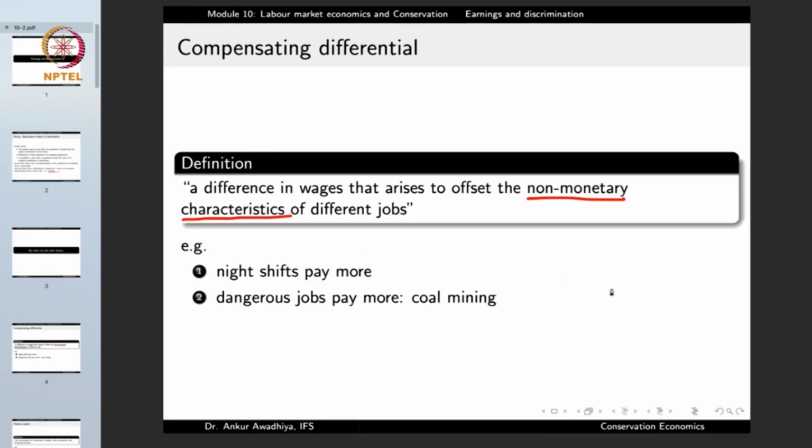a way of saying that there are certain jobs that do not have a very big difference in the amount of remuneration that they will provide, but they have certain characteristics that differentiate them against each other.